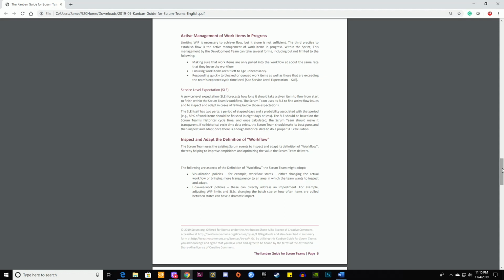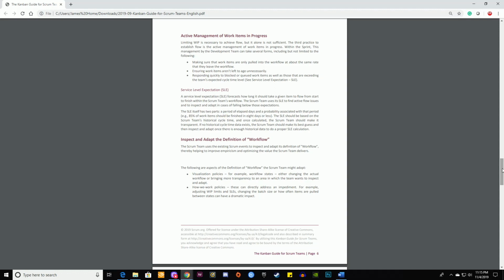Inspect and adapt the definition of workflow. The Scrum team uses the existing Scrum events to inspect and adapt its definition of workflow, thereby helping improve empiricism and optimizing the value the Scrum team delivers. The following are aspects of the definition of workflow the Scrum team might adopt. Visualization policies, for example, workflow states, either changing the actual workflow or bringing more transparency to an area in which the team wants to inspect and adapt.